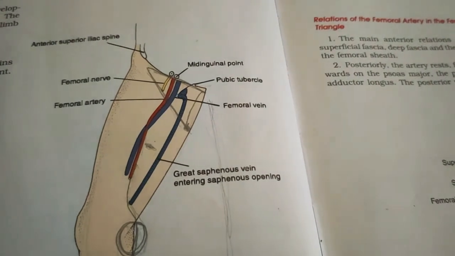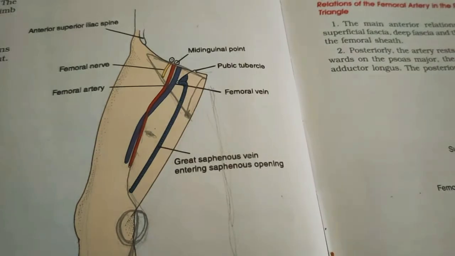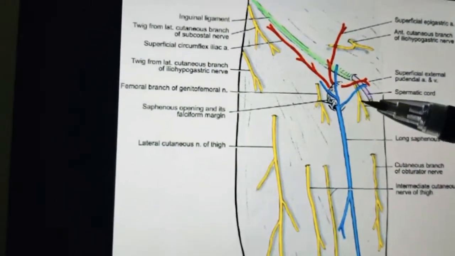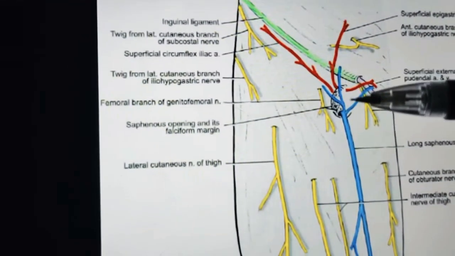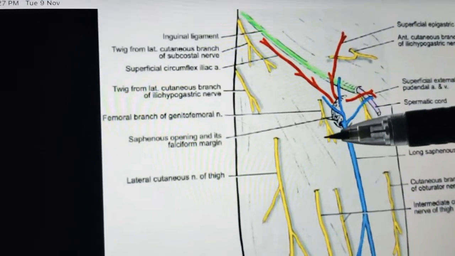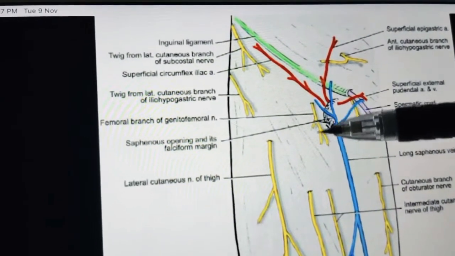Now coming to the femoral branch of genitofemoral nerve. I will show that branch. So here you can see the femoral branch of genitofemoral nerve. This is also lateral to upper part of femoral artery, and within the femoral sheath, but lower down it passes into front of artery.